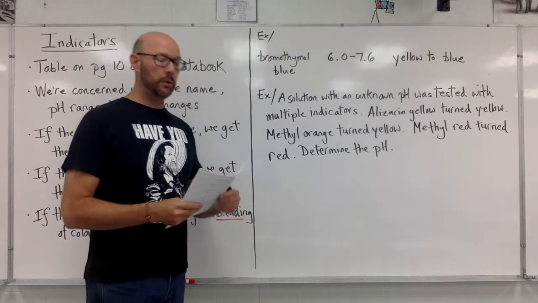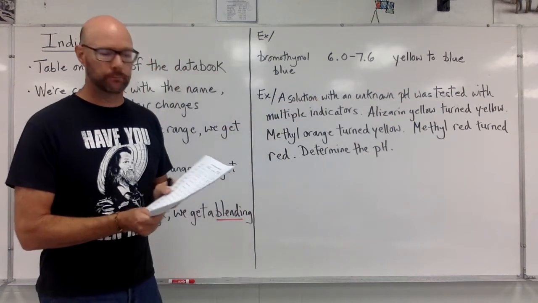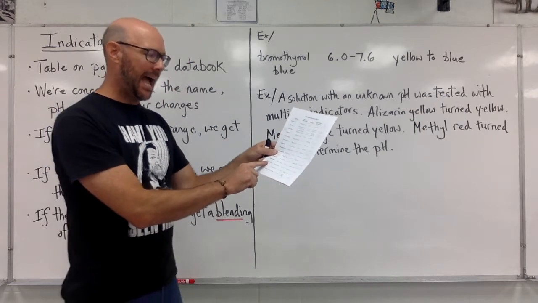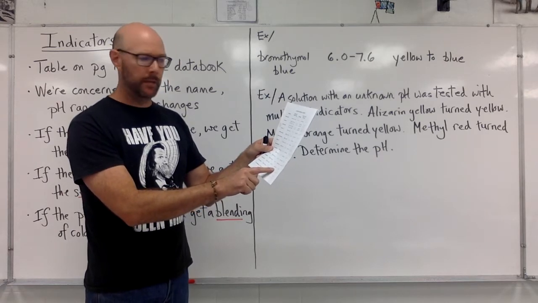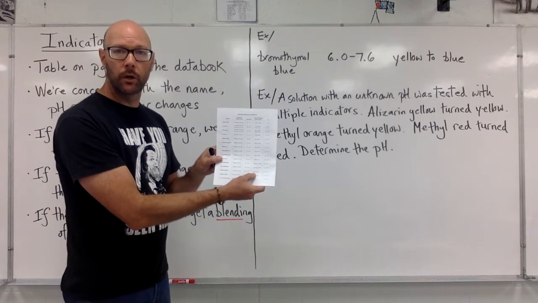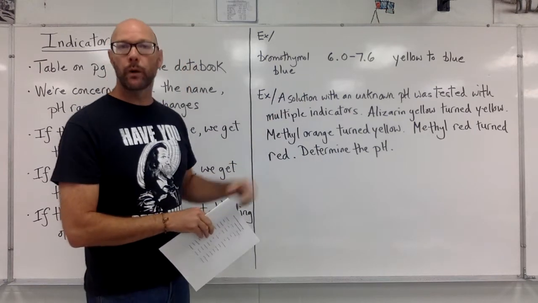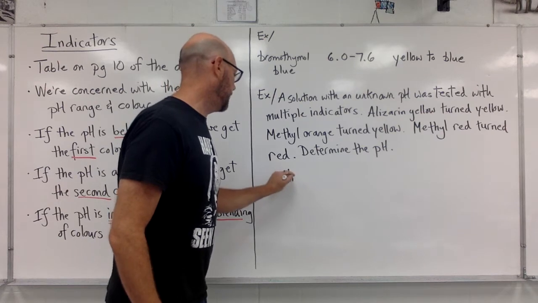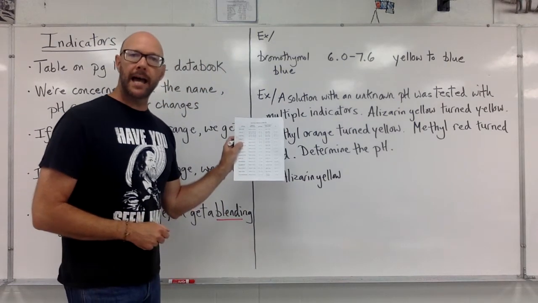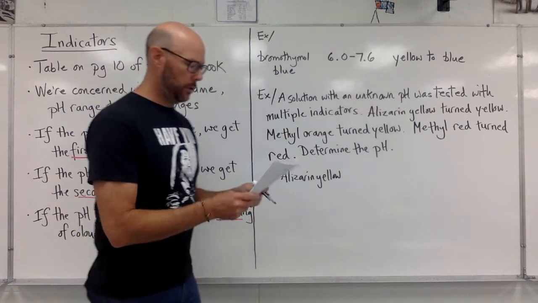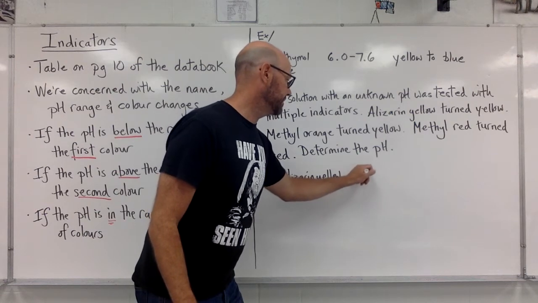We need to take our time. We need to rely heavily on the data booklet. Alizarin yellow turned yellow. I need to find alizarin yellow. Alizarin yellow has a range of 10.1 to 12, and it says yellow to red. If alizarin yellow turned yellow, that means the pH was below the range, below 10.1. So I'm going to really write everything down here. Alizarin yellow. By looking it up in the data booklet, it tells me that because it turned yellow, the pH was less than 10.1.